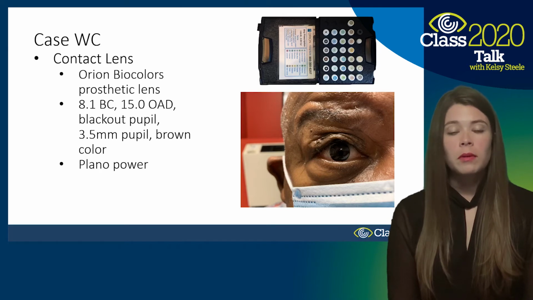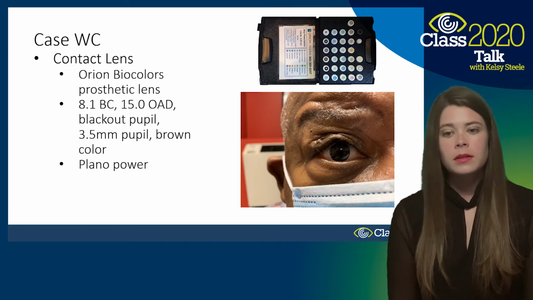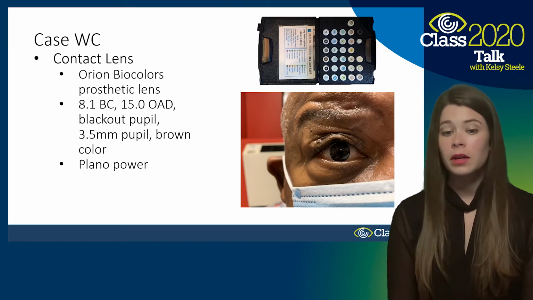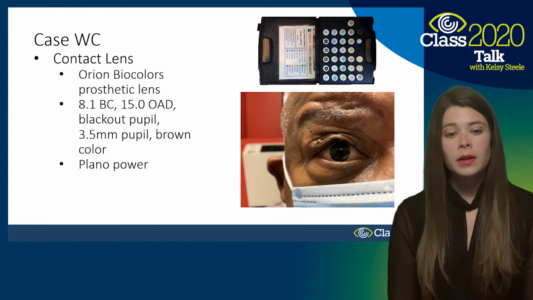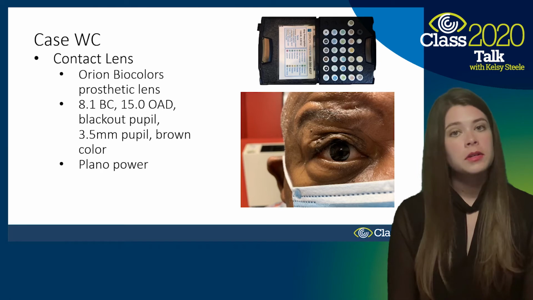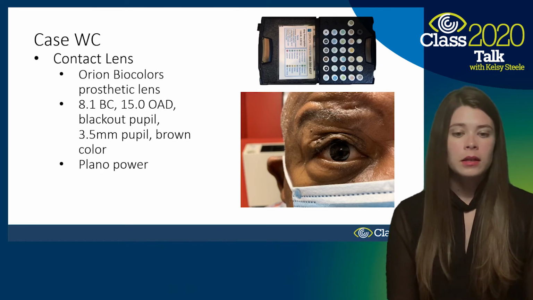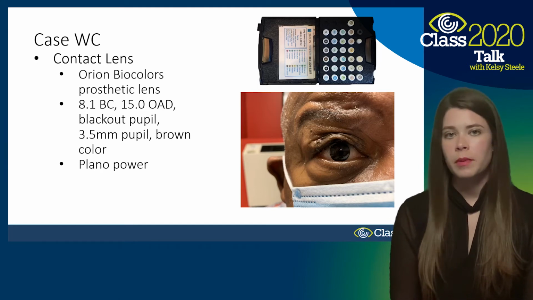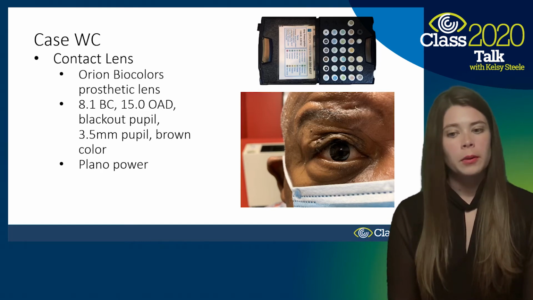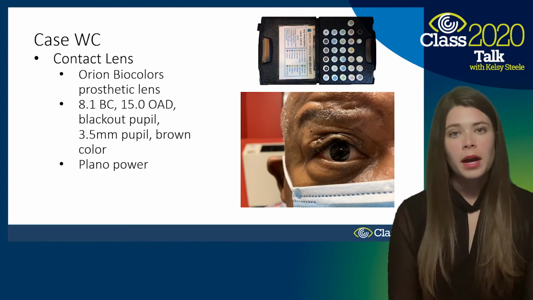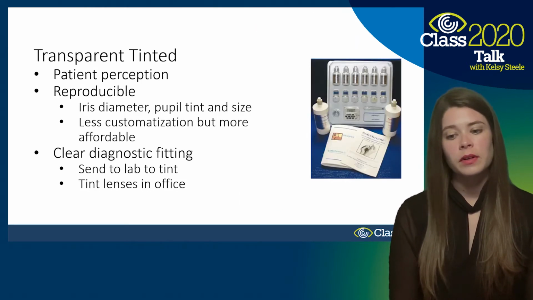And so we use the Orion BioColors lenses for him. This is one of those printed options where you can layer the lenses if need be. For him, we just chose a simple brown color, 8.1 base curve, 15.0 diameter, based on how the clear diagnostic lens fit on his eye. We chose a blackout pupil, again, because he was light perception and because his pupil is opacified anyway, and no power in that lens. So he was really pleased. If you look back and forth, you'll see the before and the after, and it was a very good color match for his fellow eye, and he was very happy with the result.